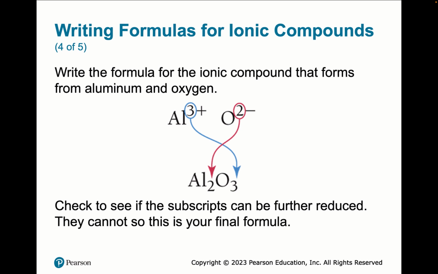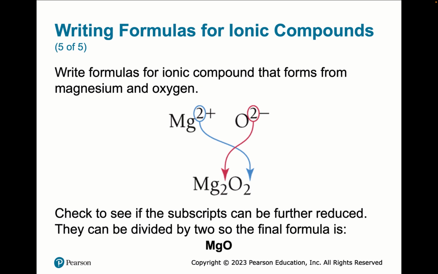So we know that we're probably good there, but let's go ahead and double check. For aluminum, 2 times +3 is +6, and for oxygen, 3 times -2 is -6. So both of those have balanced out, and this is a proper formula.